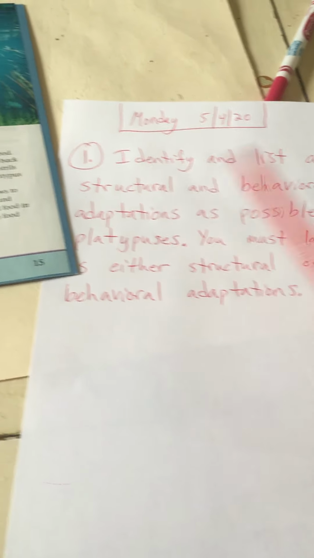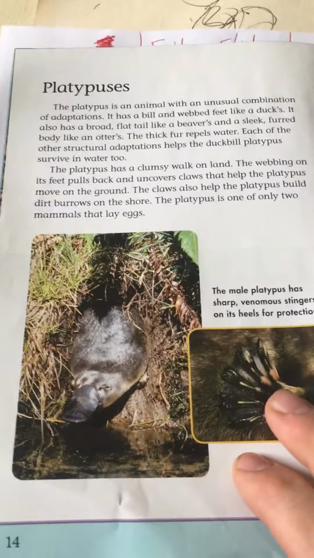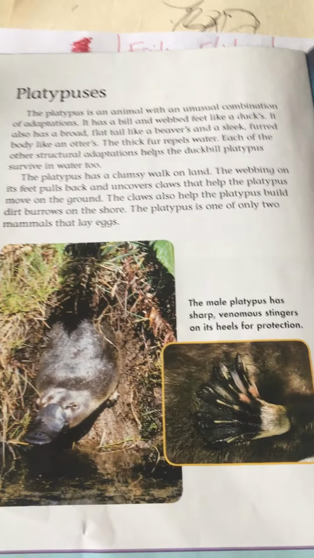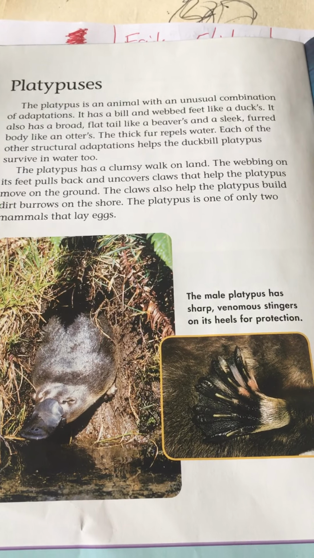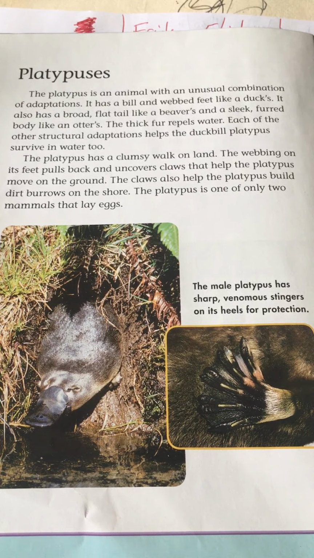Okay, so now we're going to read about platypuses, and your job is to be identifying and listing as many structural and behavioral adaptations as possible. Okay, so this is a platypus. It says platypuses. The platypus is an animal with an unusual combination of adaptations.